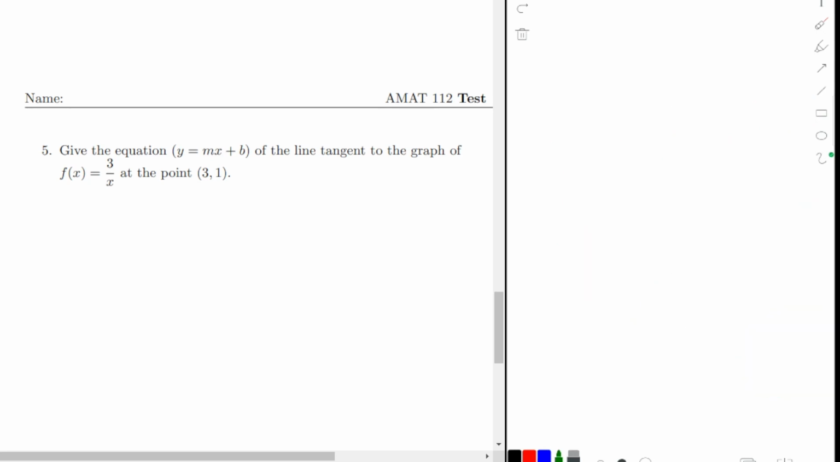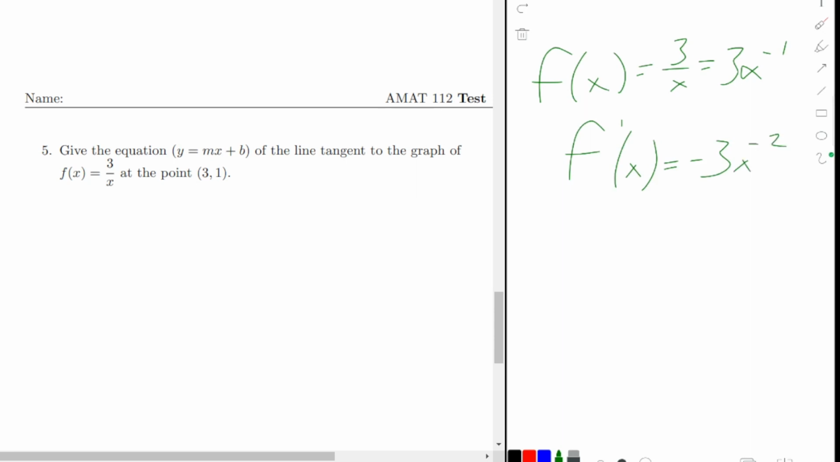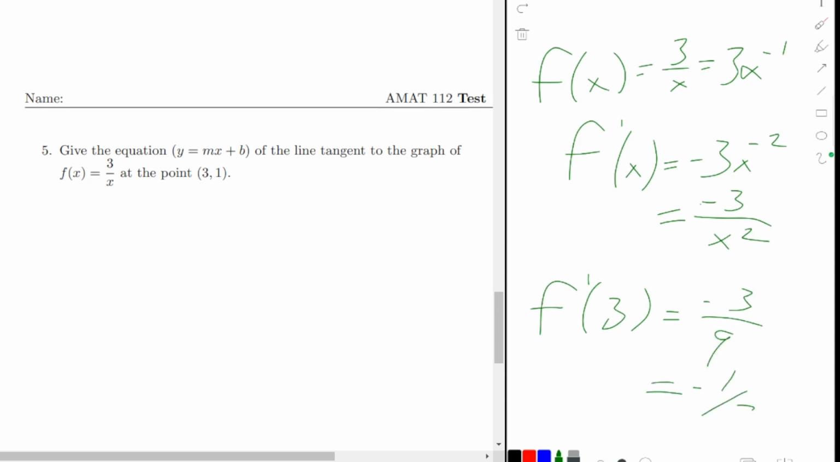We could have also just found the derivative. I mean, f of x is equal to 3 over x is equal to 3 times x to the negative 1. So f prime of x would be negative 3x to the negative 2, which one should rewrite as negative 3 over x squared. Actually, plugging in 3 then gives negative 3 over 9, or hey, negative 1/3, just like we found it. All right, either way you do it, that's the slope that you get.